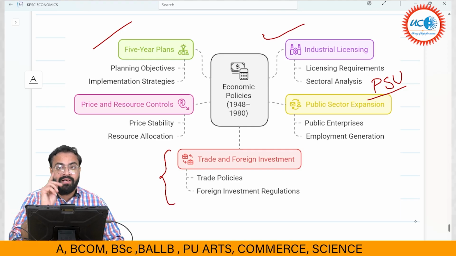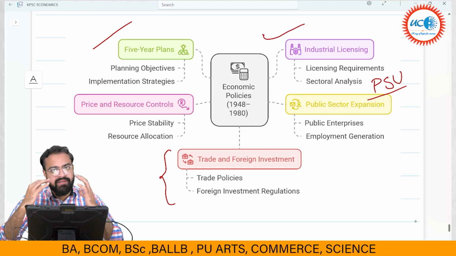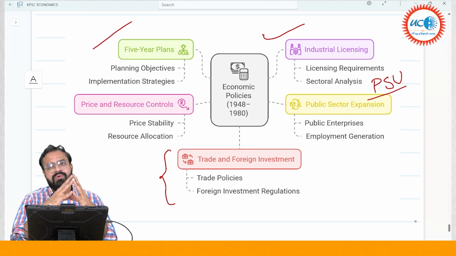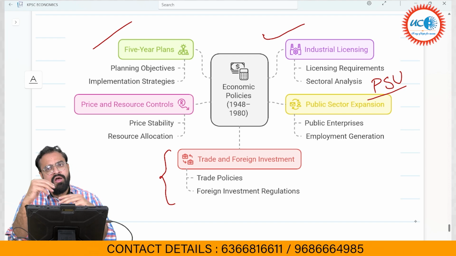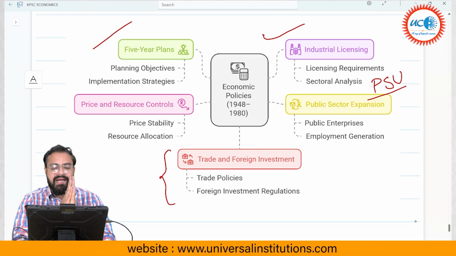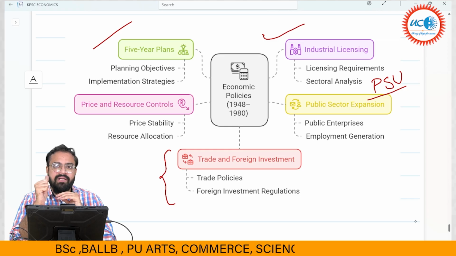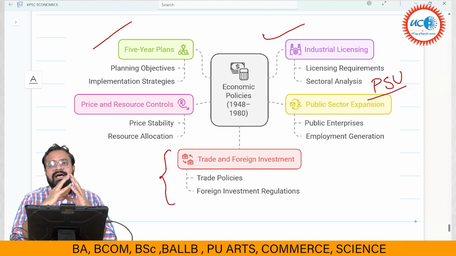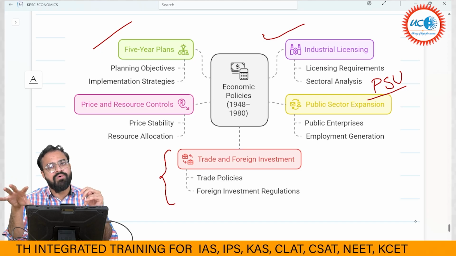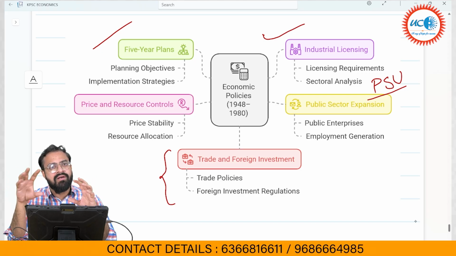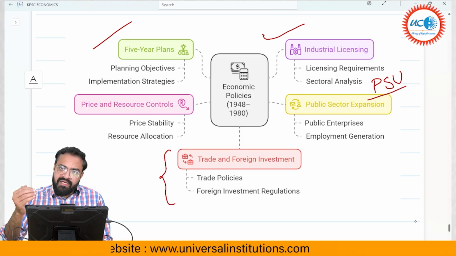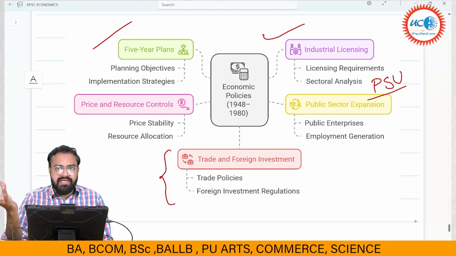Trade and foreign investment, the second important characteristic if you look at Nehruvian economics. In the early years we were very suspicious about foreign investment and foreign imports. Rather than encouraging exports, our policy was more concentrated on imports. We call it the import substitution policy. Rather than importing, enhance the domestic industry.